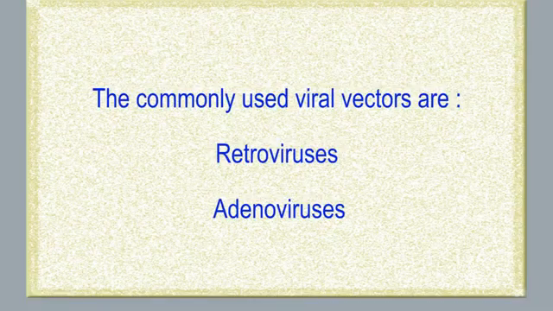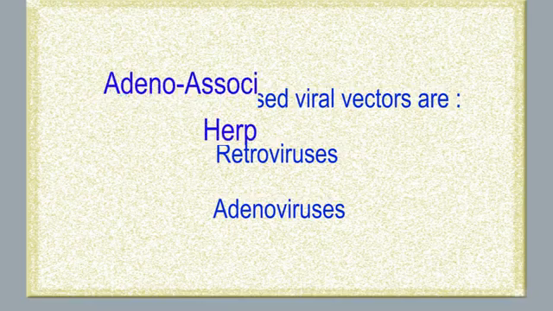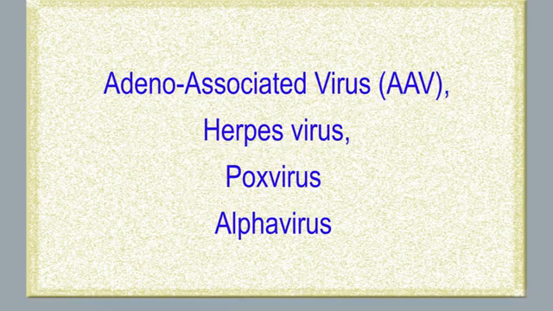The commonly used viral vectors are retroviruses and adenoviruses. Other viral vectors include the adeno-associated virus, herpes virus, pox virus and alpha virus, etc. Viral vectors that are used more often are made harmless.